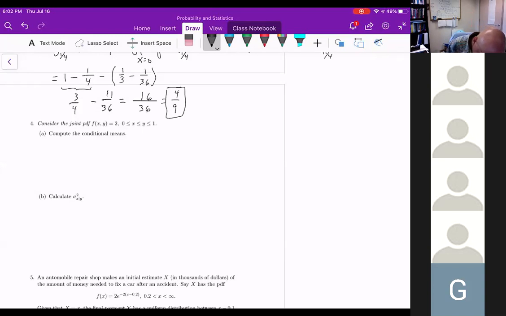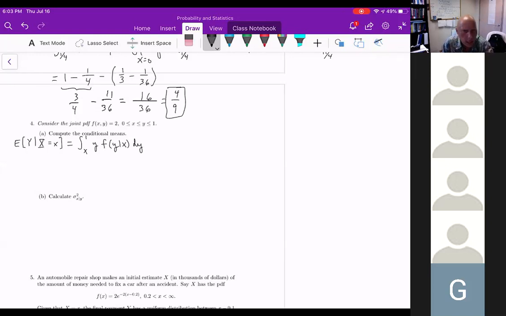Let's do the expected value of y given that x is some value little x. We don't know what that value is. It's just some value. By definition, this is the integral of y times f of y given x dy, and y is going to integrate from x up to 1.